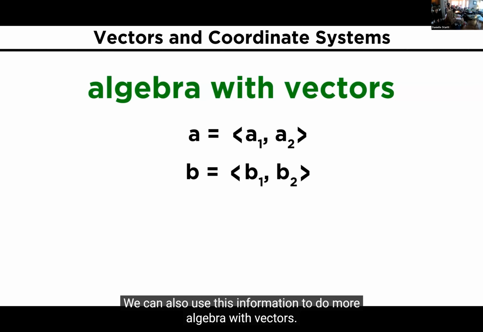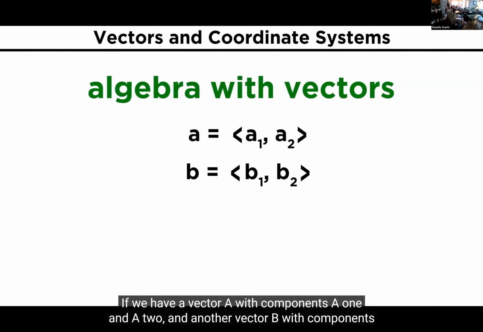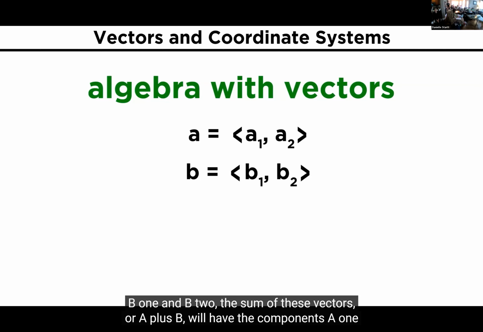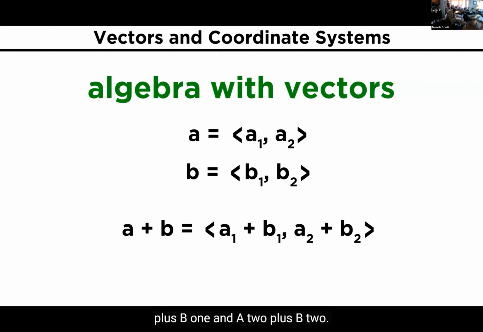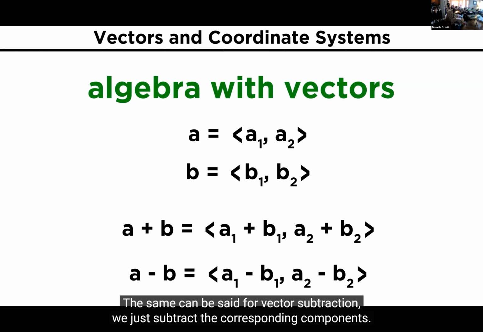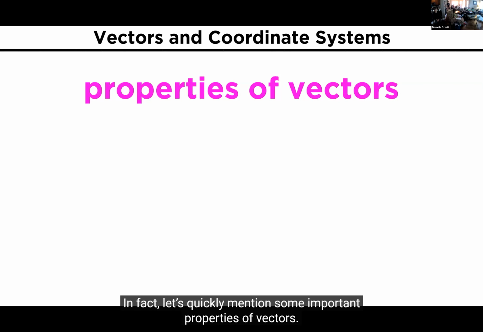We can also use this information to do more algebra with vectors. If we have a vector A with components A1 and A2, and another vector B with components B1 and B2, the sum of these vectors, or A plus B, will have the components A1 plus B1 and A2 plus B2. The same can be said for vector subtraction. We just subtract the corresponding components. In fact, let's quickly mention some important properties of vectors.